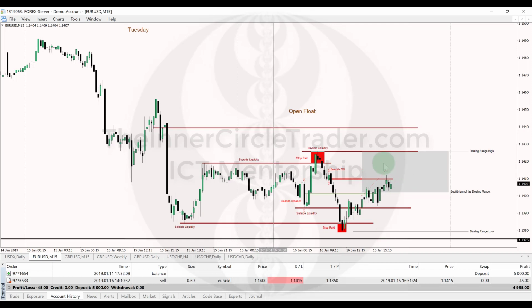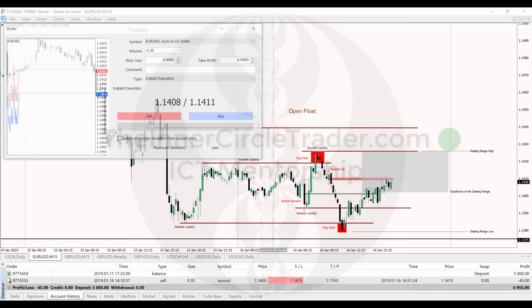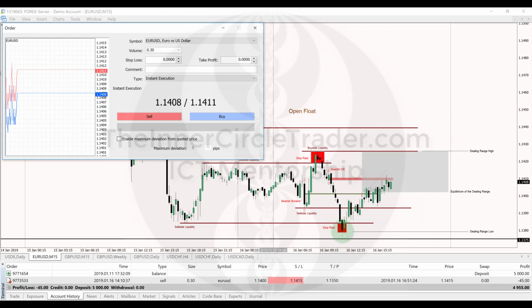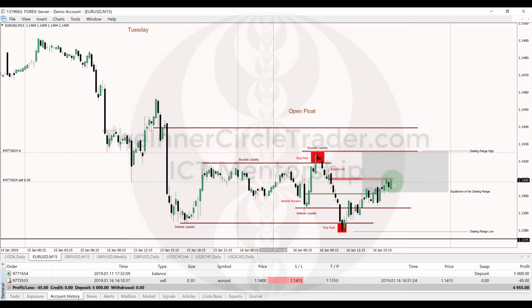This time the stop will be again 15 pips. And again, the drill is we're going to anticipate a run deeper on the sell side liquidity. Okay, so we're short here.